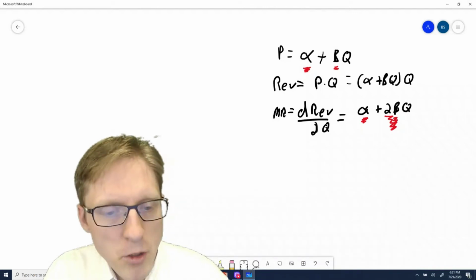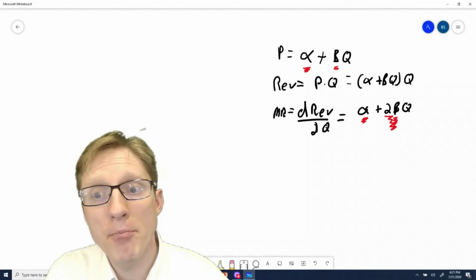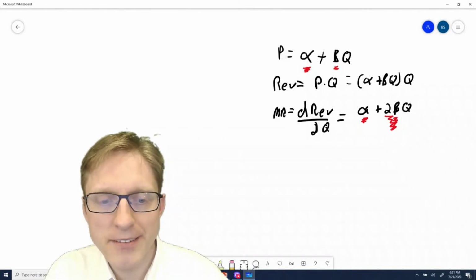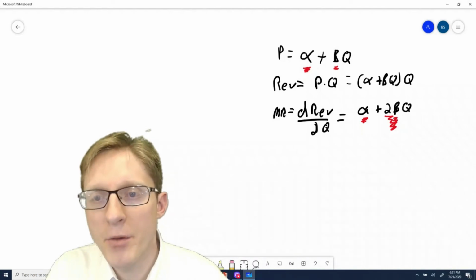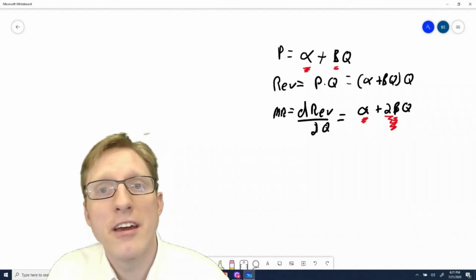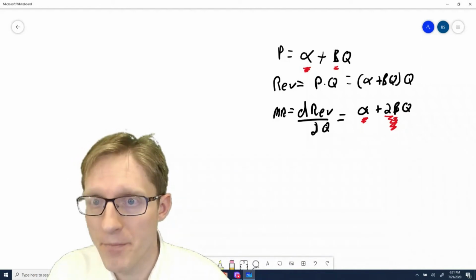You might be questioning why we have it as alpha plus rather than alpha minus. It's really just a technicality. We could say minus beta. If we say minus beta, then beta would be a positive number. If we say plus beta, then beta itself is equal to a negative number.